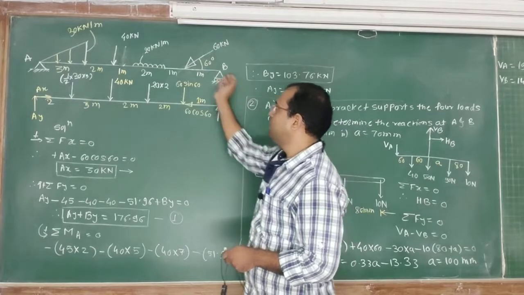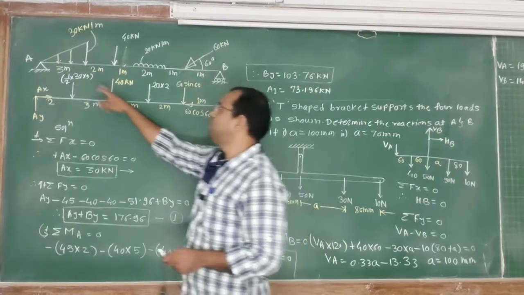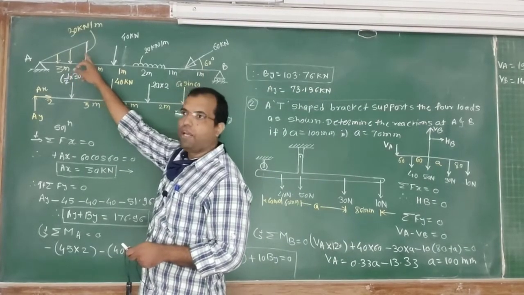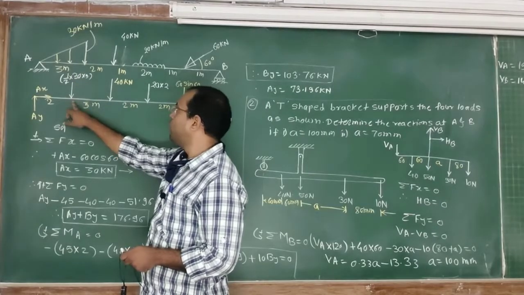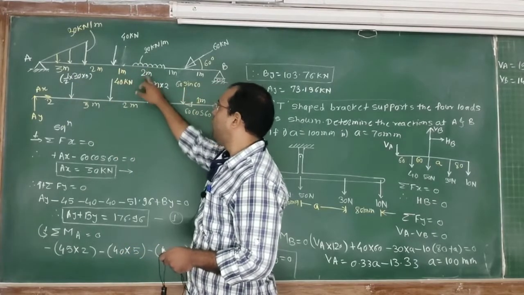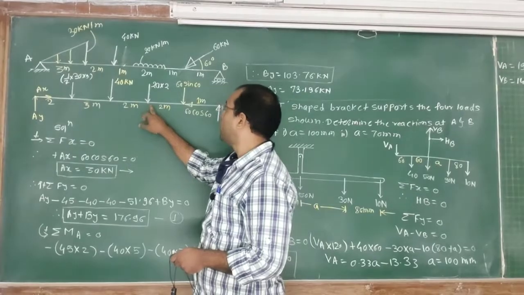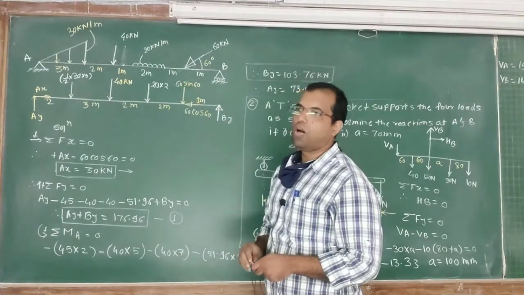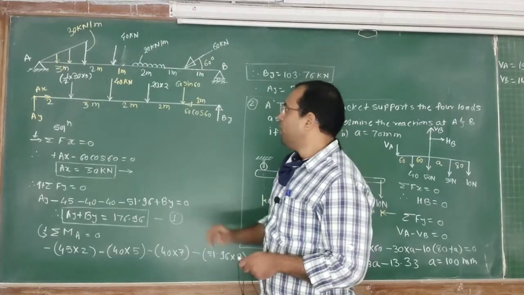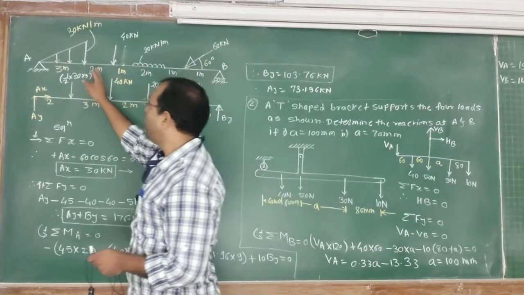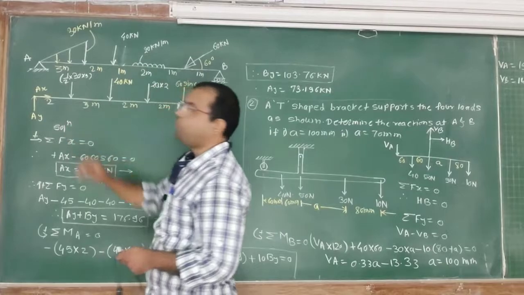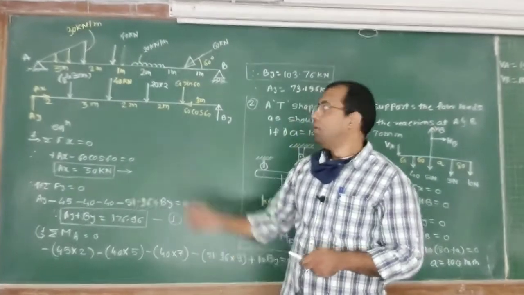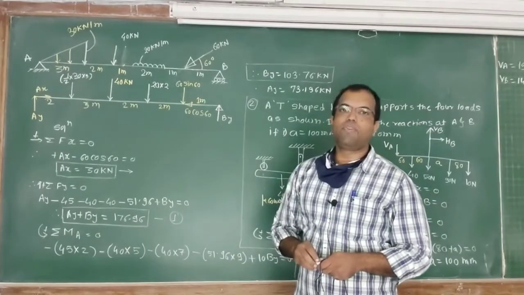So while solving this problem, you have to convert this UVL, that is uniformly varying load, into a point load, and this UDL you have to convert again into a point load, and this inclined load you have to find out its two orthogonal components. Okay, so how to convert this UVL into point load? We have to find out the area of the triangle.